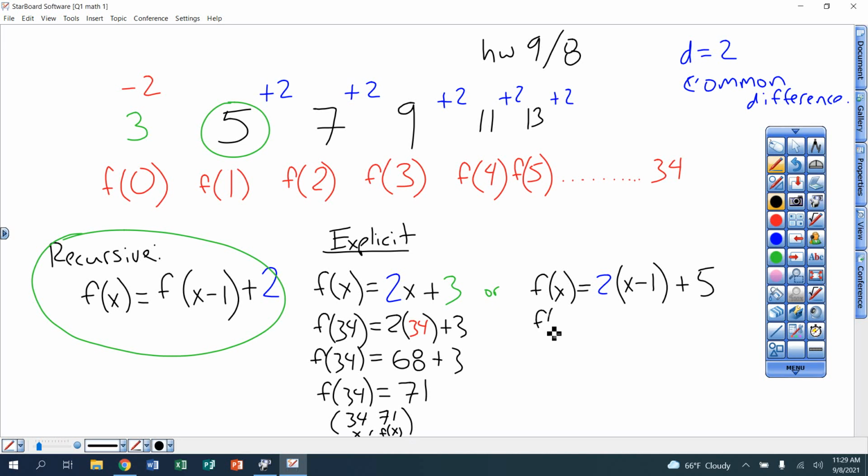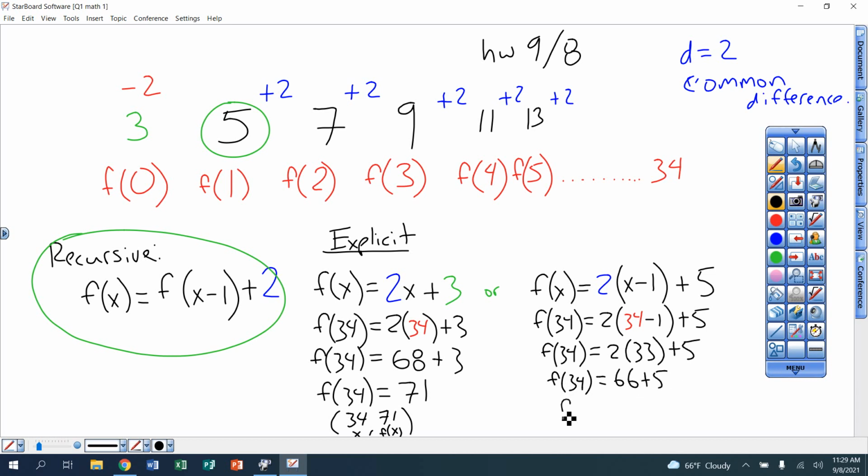Watch. If I plug in 34 here, got my 2, plugging in 34 right here. That will have me find the 34th term is not 2 times 34, but 2 times 33. And that gives me the 34th term is 66 plus 5, which gives me that same answer, of course, 71.